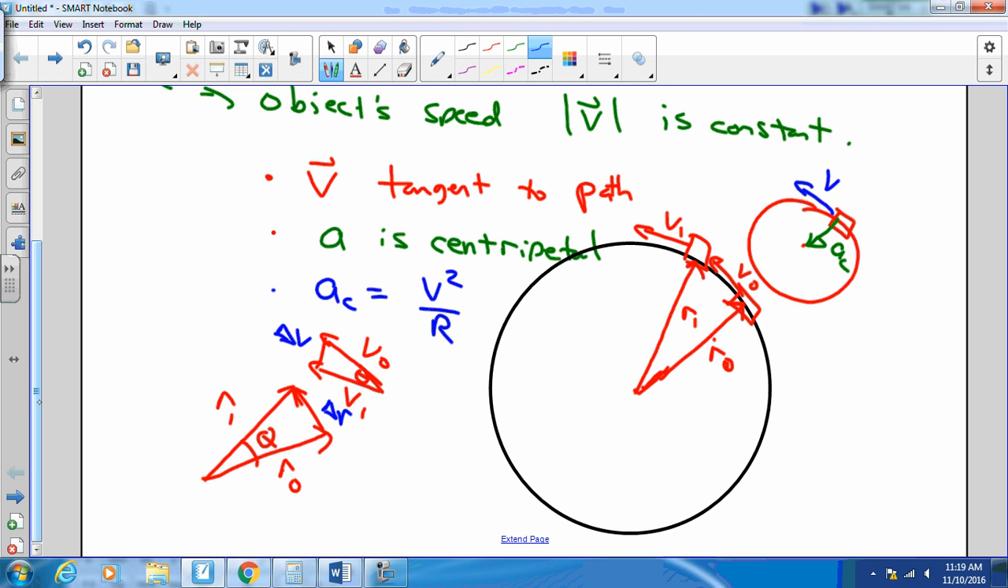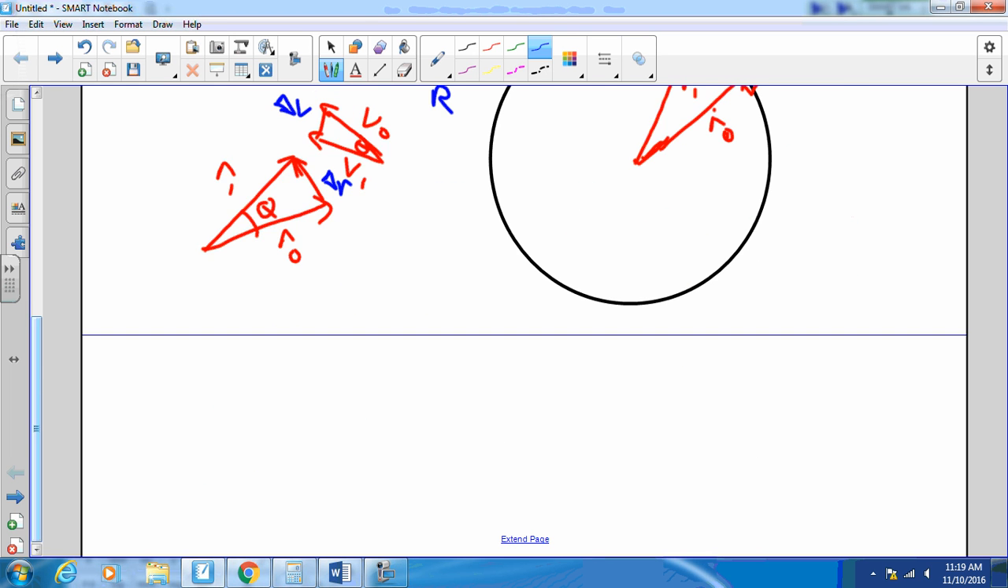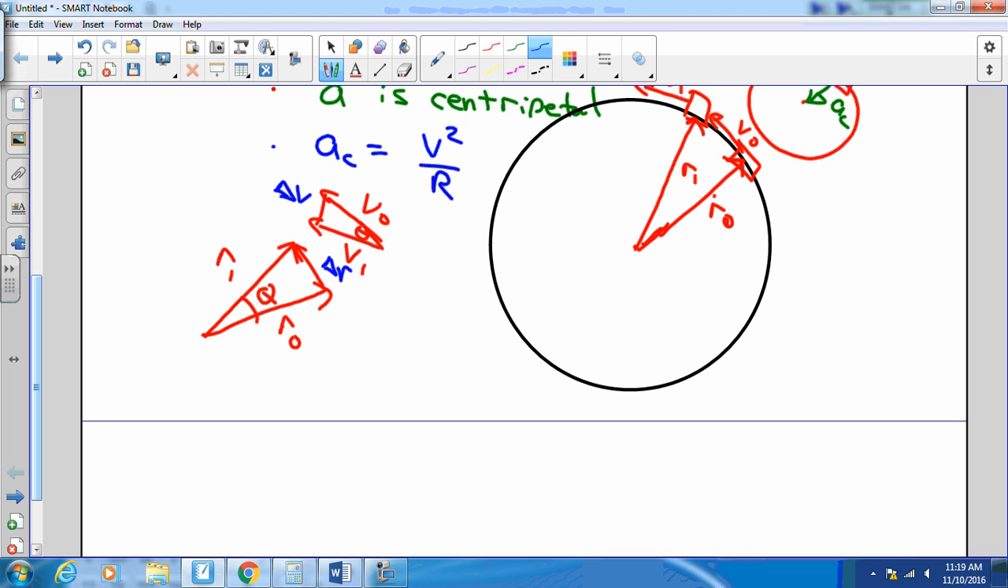And now we have similar triangles. All three angles are the same, and so we can set up a proportion. Specifically, we can set up the proportion delta v is to v0, just like delta r is to r0. Not quite done yet, but let's pause and see if there are any questions that this raises in your mind.